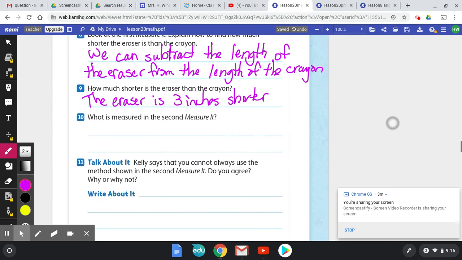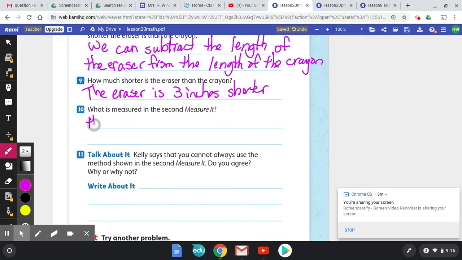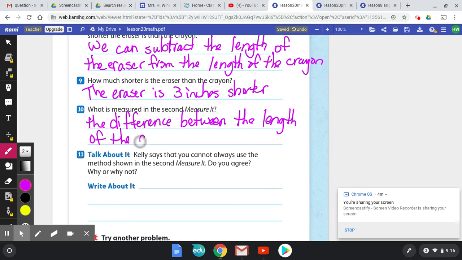So let's write that down. What is measured? The difference between the length of the crayon and the length of the eraser. So you got to make sure, again, vocabulary, they're measuring the difference between the two.